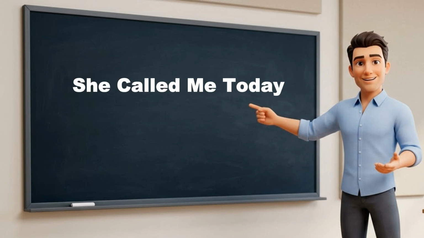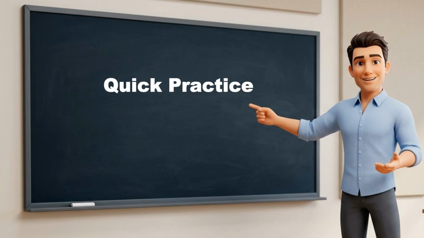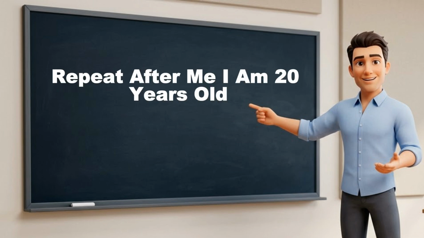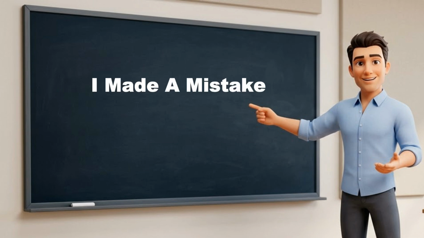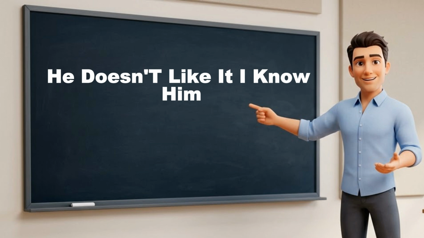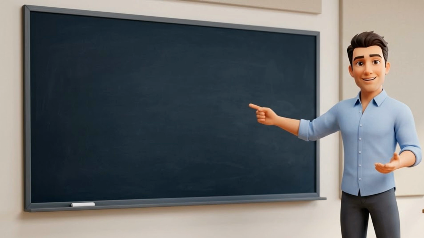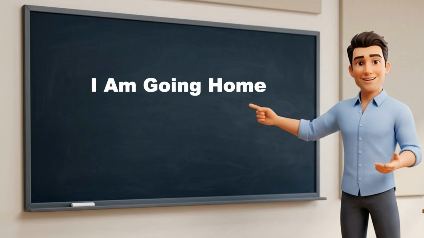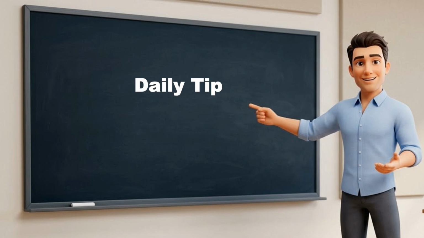Quick practice. Repeat after me. I am 20 years old. I made a mistake. I didn't go there. He doesn't like it. I know him. I am going home.